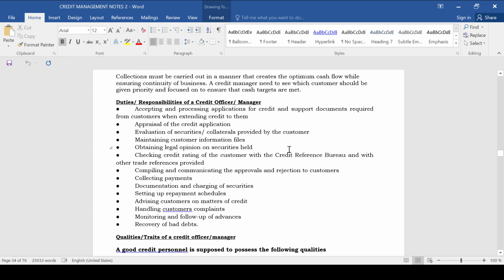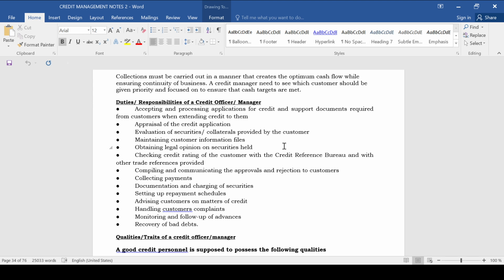And maybe our second last part that we can cover today is duties or responsibilities of a credit officer or a manager. So based on those functions, what are you supposed to do? What are the people in your department supposed to do? One, they are in charge of accepting and processing applications for credit and supporting documents required. So you are there as a credit manager, as a credit officer, documents have come, you have looked at the checklist, ticked, seen this and this is there, this is not, customer should bring it.